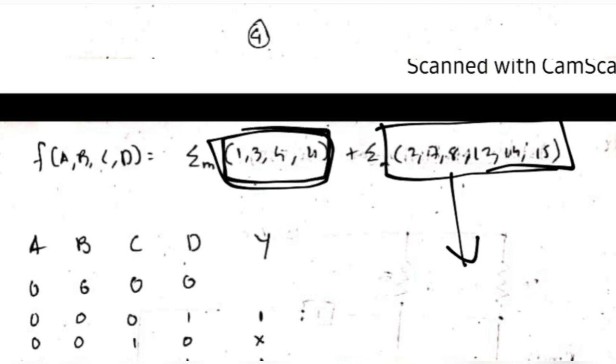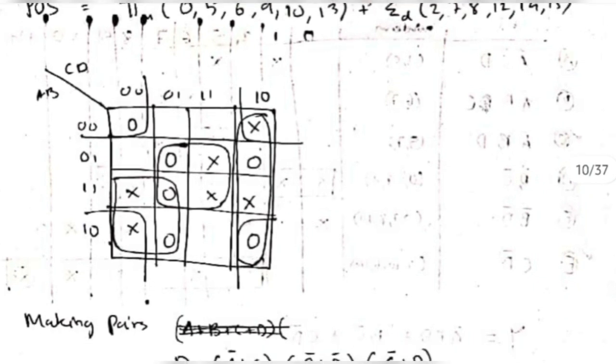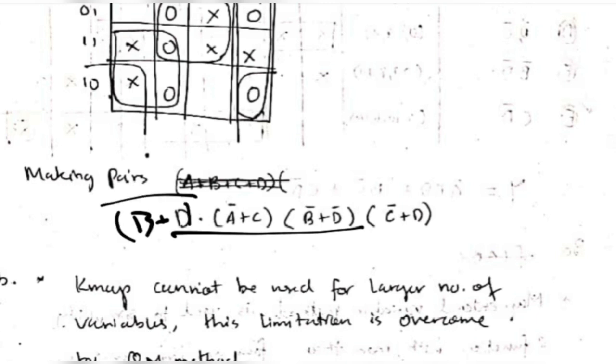After writing that, another difference in POS is that you will be marking zeros. The numbers which you have written here will be marked as zeros, and you will be making the pairs, and after making the pairs you will write the equation here. Here it is actually D plus B plus D. In that way you can get many equations according to how you make the pairs.